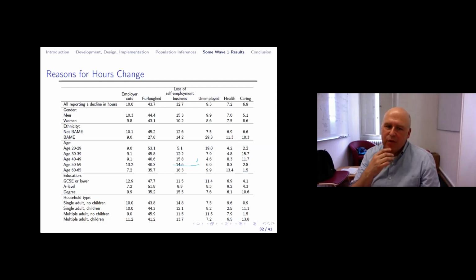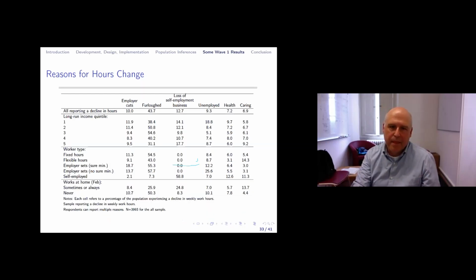But again, there are important differences here by characteristics, right? So we see, for example, much more unemployment in minority ethnic populations. We see a lot more loss of hours due to caring responsibilities among families with children. Some of this is to be expected, but the survey lets us quantify it. So I'm just going to skip over that.